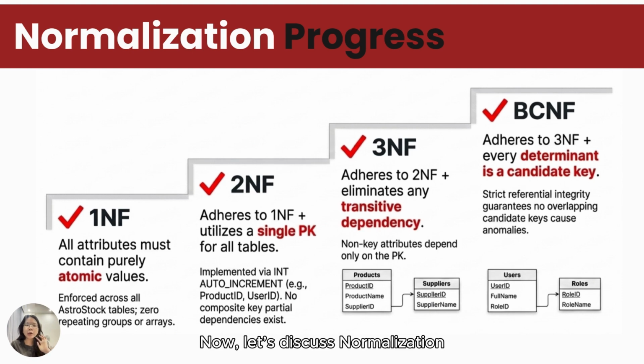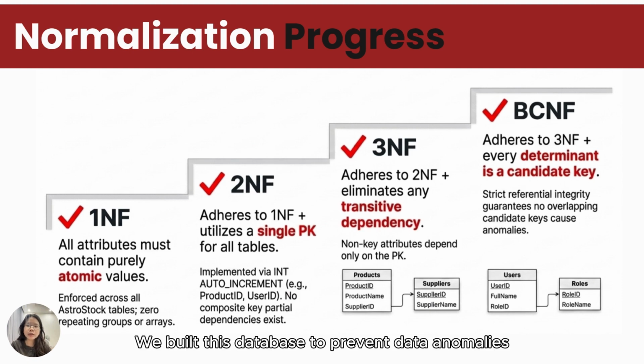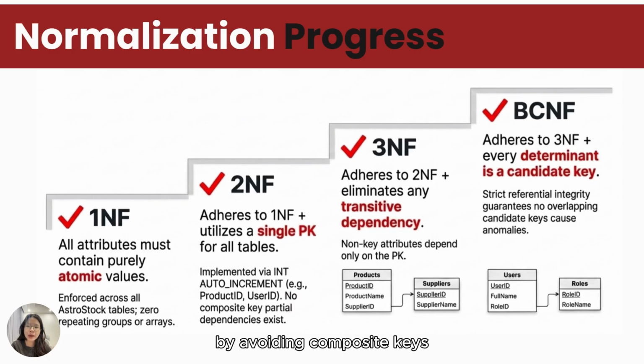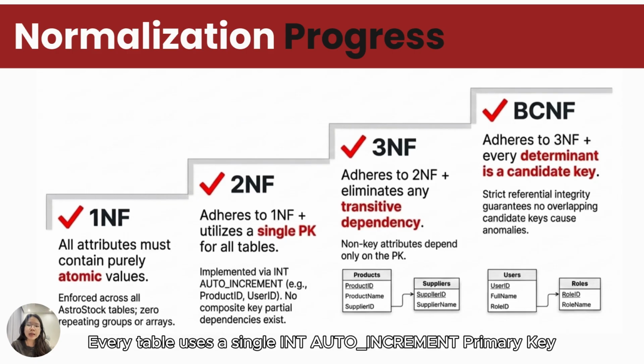Now let's discuss normalization. We built this database to prevent data anomalies, satisfying all forms up to Boyce-Codd normal form. For 1NF, every cell contains strictly atomic values. There are absolutely no nested arrays. For 2NF, we completely remove partial dependency by avoiding composite keys. Every table uses a single auto-increment primary key.